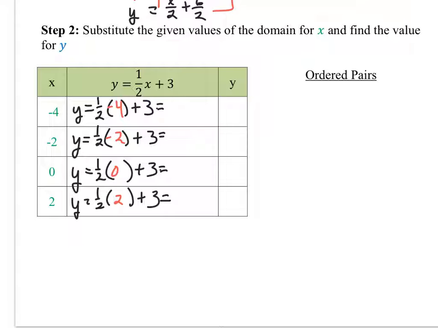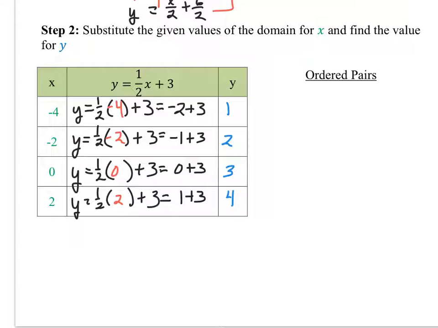Okay, so for the first one, 1/2 of -4 is -2 plus 3, which gives us a value of 1. For the second one, 1/2 of -2 is -1 plus 3, which gives us a value of 2. For the next one, 1/2 of 0 is 0 plus 3, which gives us a value of 3. And then 1/2 of 2 is 1 plus 3, gives us a value of 4.